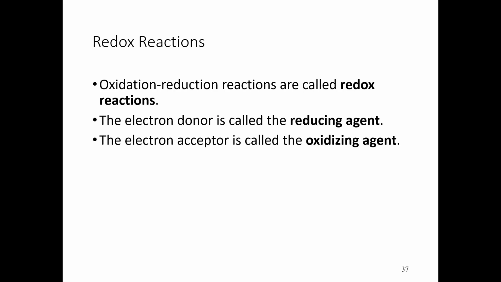We call these redox reactions. The donor, the substance that gives up the electrons, is the reducing agent. The acceptor is the oxidizing agent. Now this is confusing because the donor, if you're burning a piece of wood, is giving up its electrons. It's the reducing agent because it's giving electrons to the atmosphere, which is forming water vapor. The electron acceptor is the oxidizing agent.